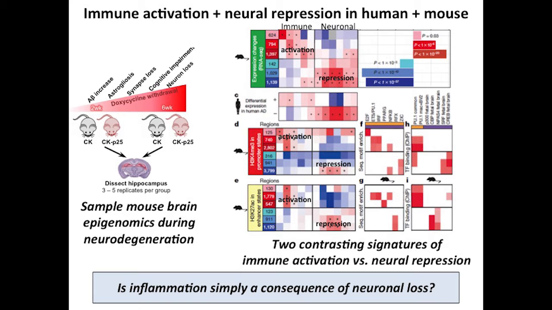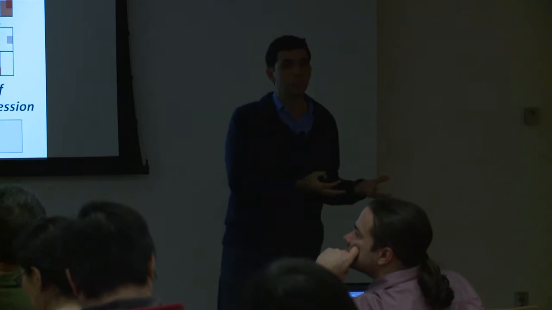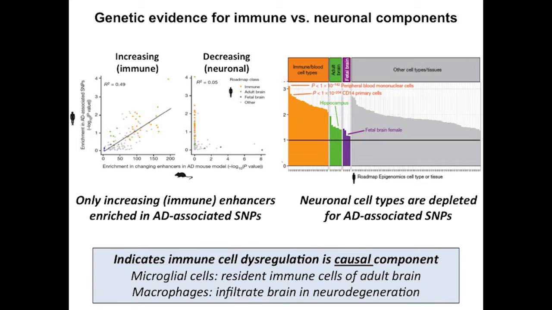That got us thinking that, hey, wait, maybe it's actually the other way around. Maybe it's the immune cell dysregulation that's leading to the neuronal loss. And indeed, we found this nearly perfect correlation between the enhancers that went up in the mouse during the degeneration and whether these regions contain genetic variants associated with Alzheimer's disease in humans. But this was not true at all in neuronal cell types. In fact, neuronal cell types were some of the least enriched for Alzheimer's genetic variants, whereas the immune cell types were the most enriched. So that says that immune cell dysregulation is, in fact, a causal component of Alzheimer's disease. And that can happen through multiple mechanisms.